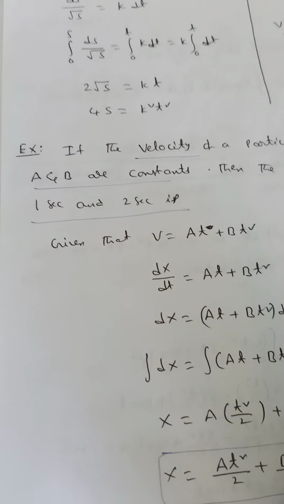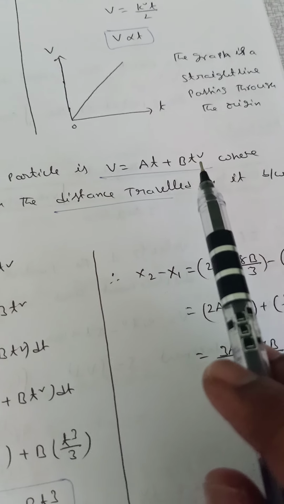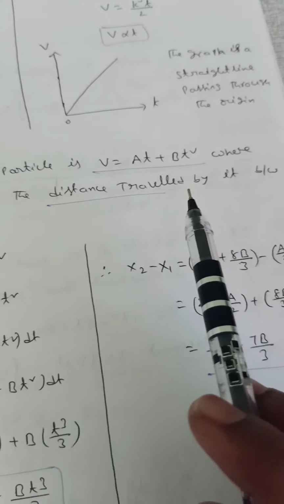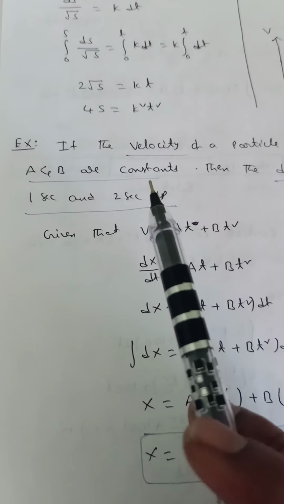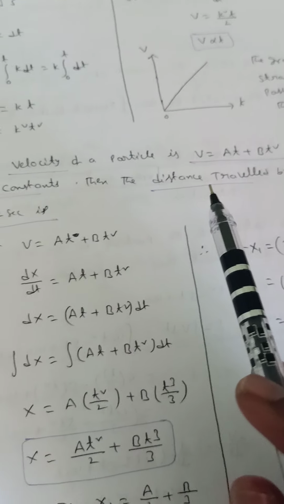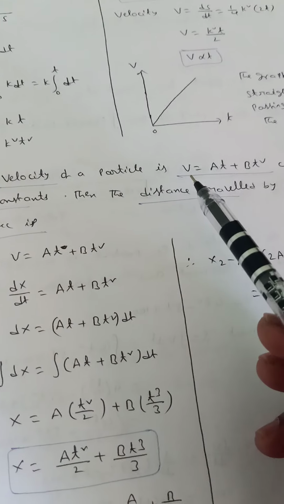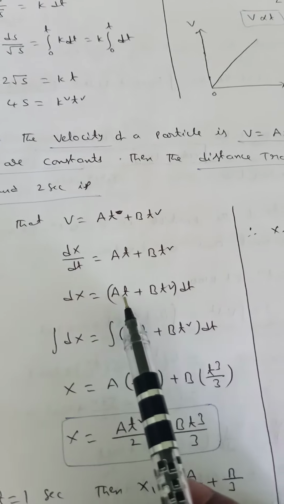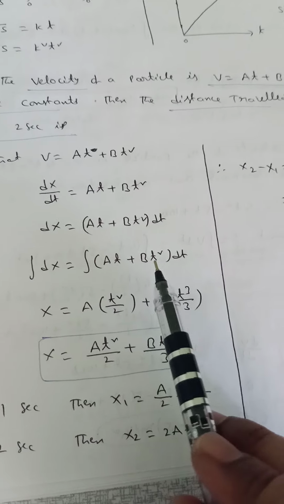Now another example. If the velocity of a particle is v is equal to at plus bt square, where a and b are constants, find the distance travelled by it between 1 second and 2 seconds. The velocity function is given, but we need the distance. Velocity is dx by dt is equal to at plus bt square. dx is equal to at plus bt square into dt. Integrating both sides, integral dx is equal to integral at plus bt square dt.